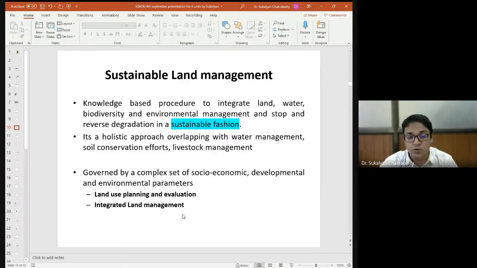First thing that we need to do when we go for sustainable land management is we have to assess what the various land use and land cover patterns of that area are, so that we can identify what components I need to develop. So first step is land use planning and evaluation. The second step is integrated land management.